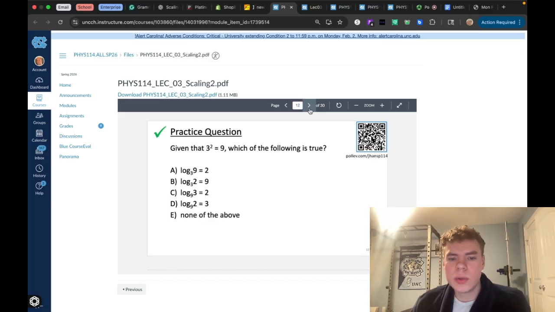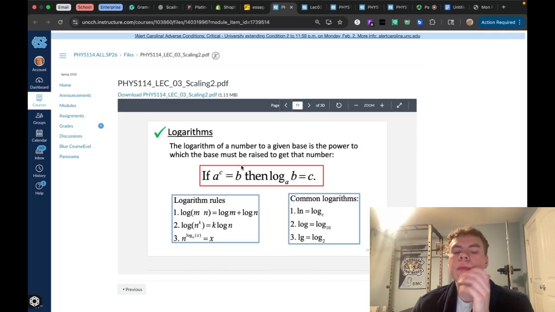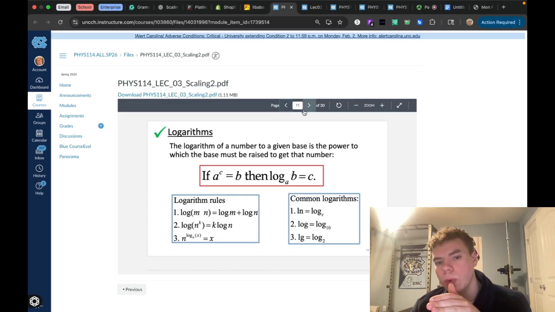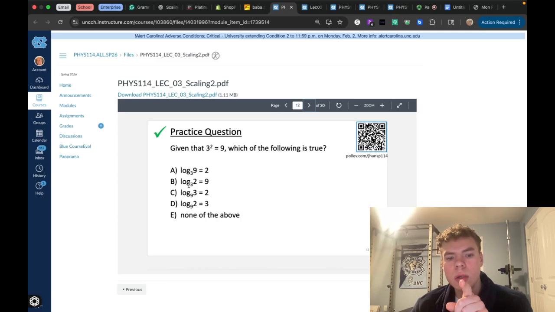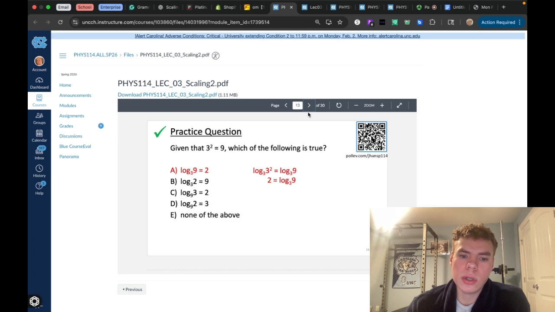Given that 3 squared equals 9, which of the following is true? So we just said that. All right, so they just told us the logarithm rule. If a, which is 3, to the c equals 9, then that means log base 3 of 9 equals 2. So it should be A. Booyah, we did it. Good find there.